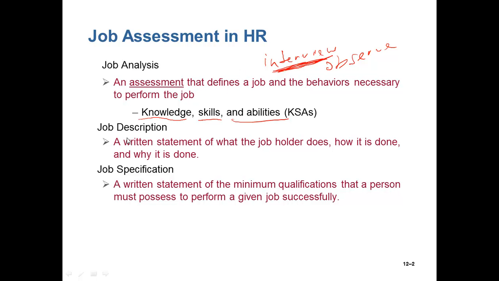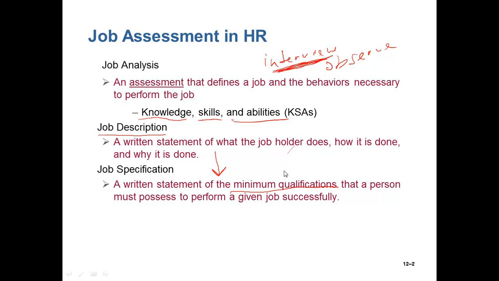Job analysis should lead to a job description. In fact, there's a fair amount of overlap between the two, and we'll give an example in a minute. But a job description is what the job holder does, how it's done, and why it's done. And then finally, as a result of our job analysis and job description, we should be able to specify what the job is: the minimum qualifications a person must possess to be in the position. So we need a job specification, and so we can advertise it, put it out there, maybe on Monster.com or Craigslist or wherever that might be.